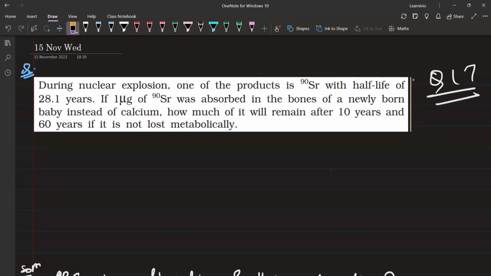How much of it will remain after 10 years and 60 years if it is not lost metabolically? That means if it is not digested, then how much will be remaining? ठीक है? Now let us see.